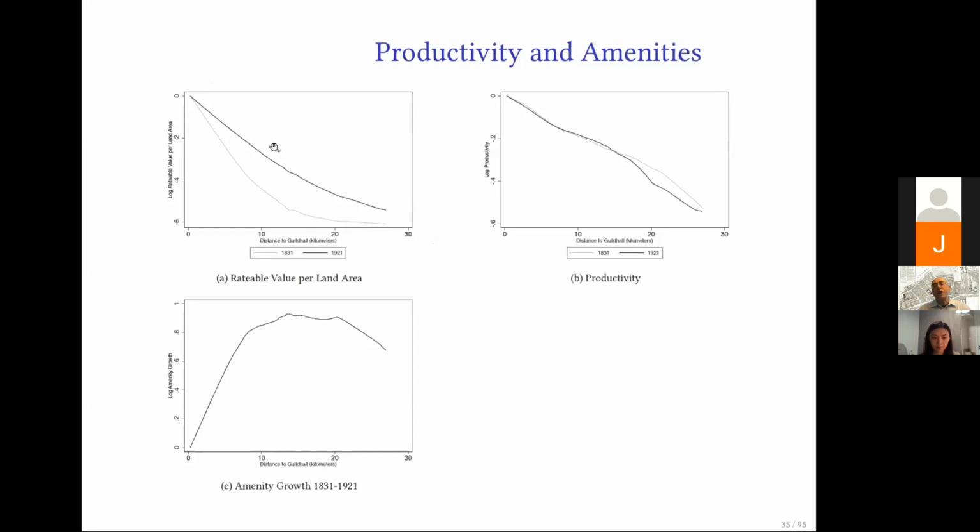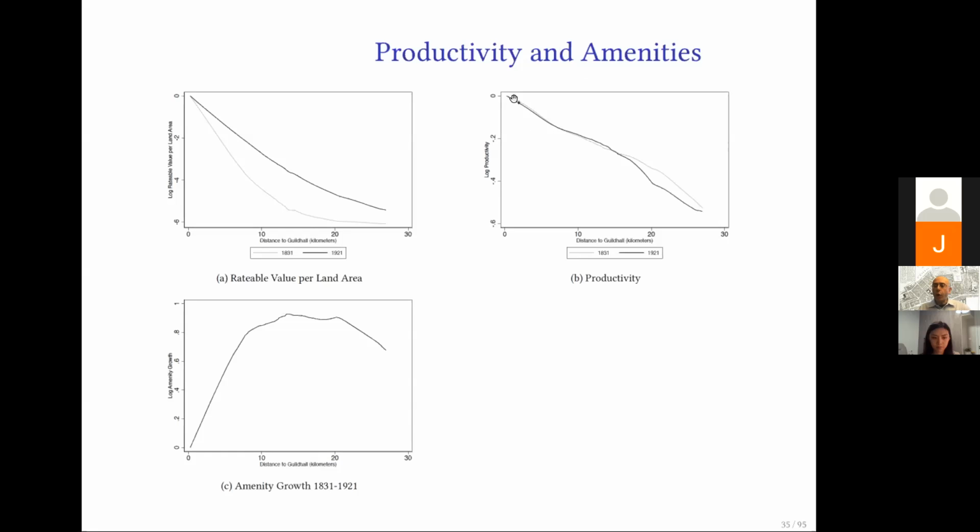You see the largest proportional increase in rateable values in the inner suburbs of inner London, so the sort of Wandsworths, Battersea, Kensingtons, Chelseas. They're the areas that see the biggest proportional growth in rateable values over our sample period.